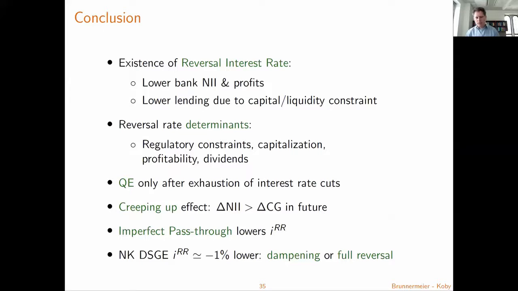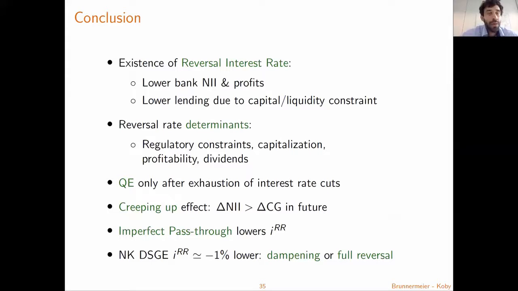Then we have this creeping up effect, where we're saying that you can go down right now, but not for too long, because over time, as the bonds mature, the capital gains effect is fading out, while the negative net interest income effect is staying there. So you can go much further down now, but you can't stay down for too long. And the imperfect pass-through is key, also to work for the DSGE model. And the number we got roughly for the US is -1% in this context.